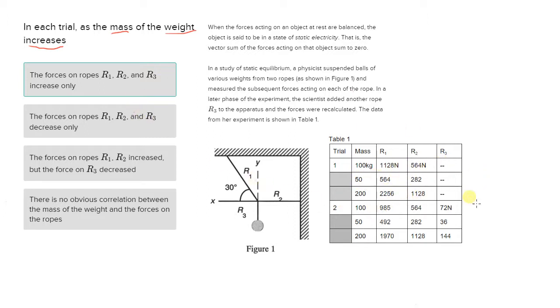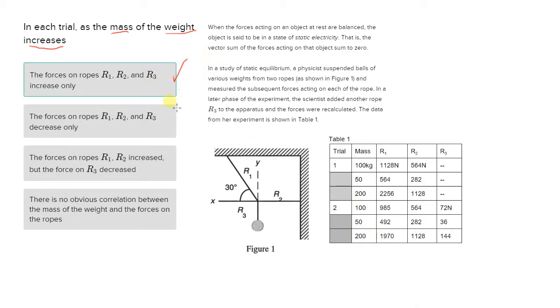Now we need to just make sure that that is the same for trial 2. And we see that in trial 2, for R2, the forces are actually the same as the mass is increased. So that is right, that R2, the forces increase also. Though the forces are less than they are in R1, the forces on R1 increase steadily as the mass increases. And we see that for R3, it increases also from 36 to 72 to 144 as we go from 50 to 100 to 200 kilograms. So this answer seems like it's correct.